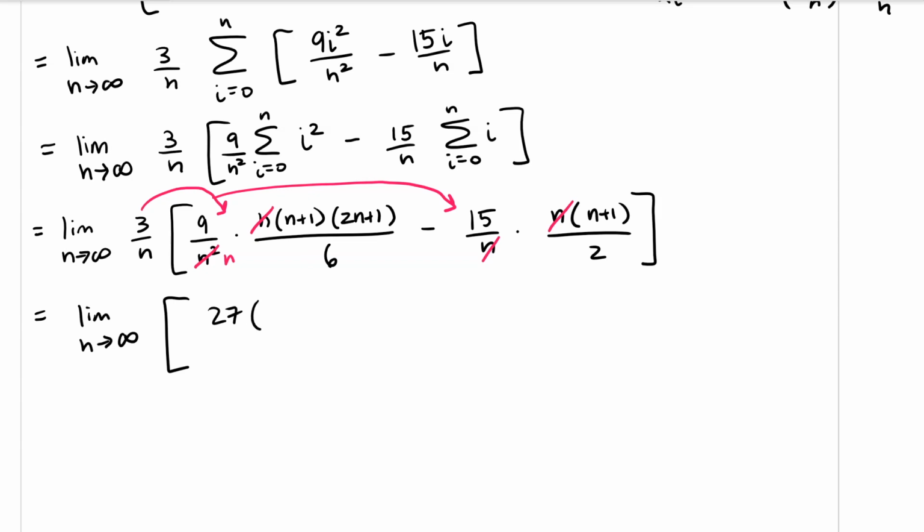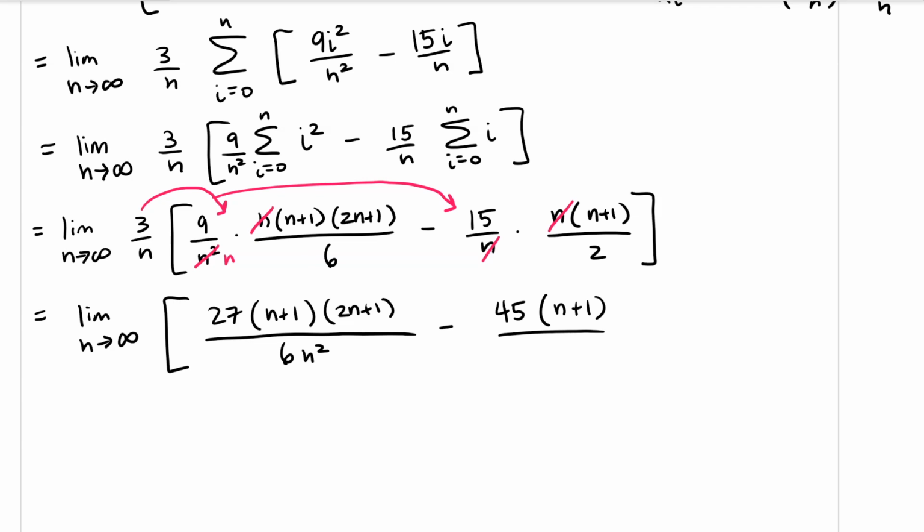27 times n plus 1 times 2n plus 1 over 6n squared minus, let's see, 3 times 15 is 45, then we'll have n plus 1 over 2n. Now, you'll notice that in both of these terms, the numerator and the denominator have the same degree, and so the limit as the input approaches infinity is just going to be the ratio of the leading coefficients.